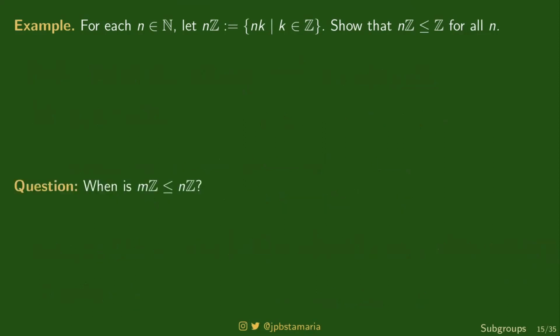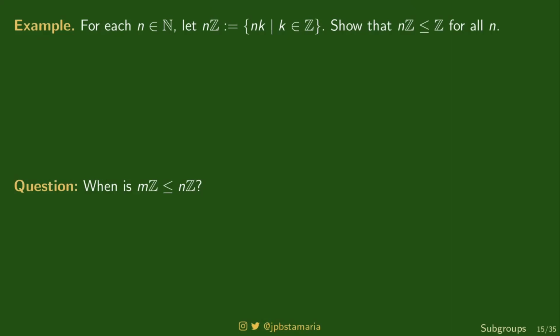May tanong si Sir dito. Alam niyo yung NZ, mga multiples ng N, sa number theory ang tawag dyan. Pag MZ, mga multiples ng M. Okay? May tanong si Sir. When is MZ a subgroup of NZ? Parang tinatanong natin, kailan yung mga multiples ng M, mga multiples of N din? Would you like to answer? Check nyo mabuti.